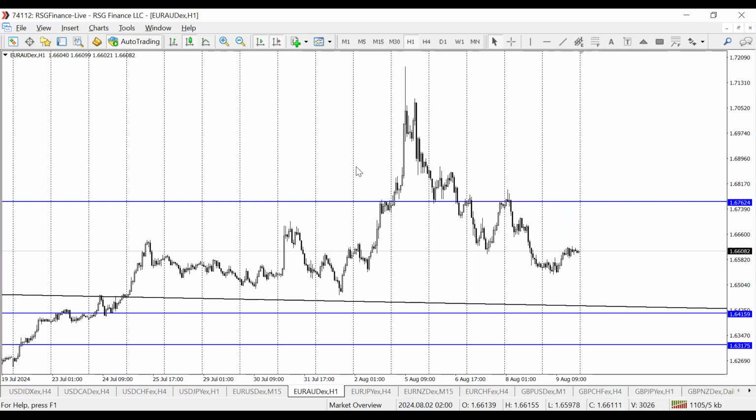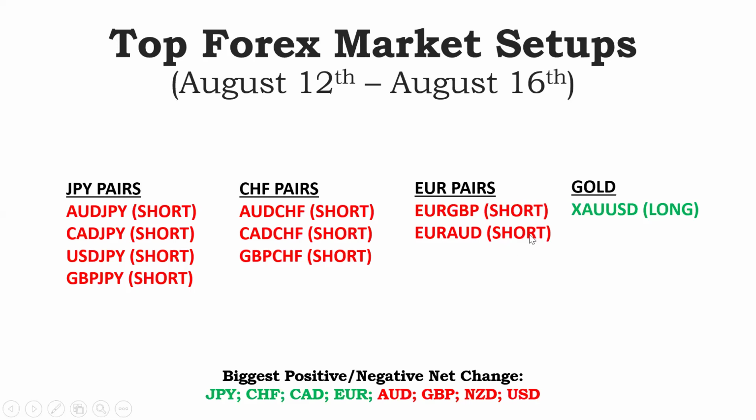Euro AUD, and I'm also looking to go short on this pair. Okay, I'm looking to go short on it. So I mean long rather, sorry. I'm looking to go long on this, and I think there's a little mistake I made during the analysis. So guys, pardon me, this is supposed to be long, euro AUD long. So please do correct it. Euro AUD, I'm looking to go long on it. That's just a typo error.